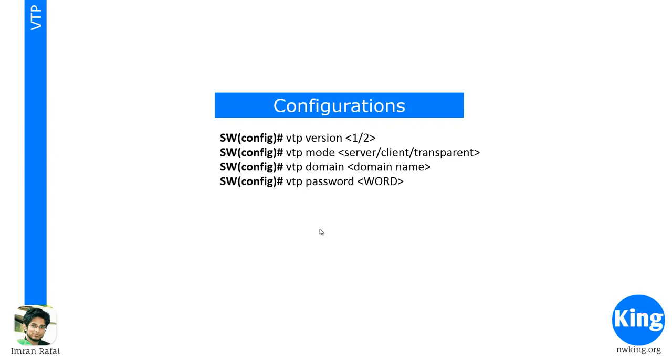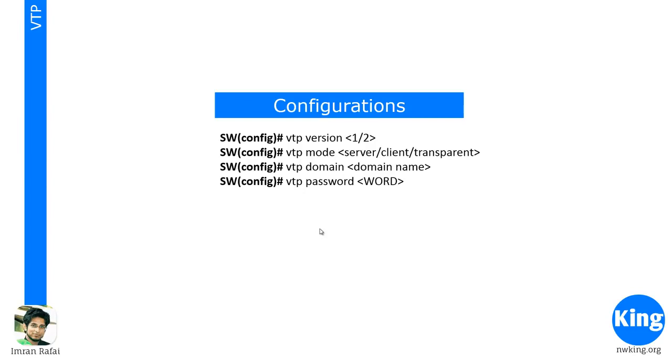And VTP transparent mode, like we said, is a mode where they don't participate in VTP advertisement. They take the advertisement, they don't apply it to their VLAN database, they just forward it. So they're more like a relay, right? That is the closest to putting VTP off. There's nothing called VTP disable. VTP disable is like making the VTP device VTP transparent, right?